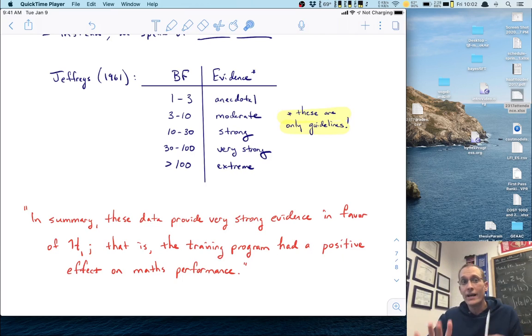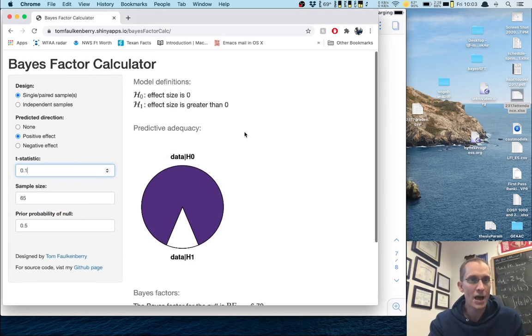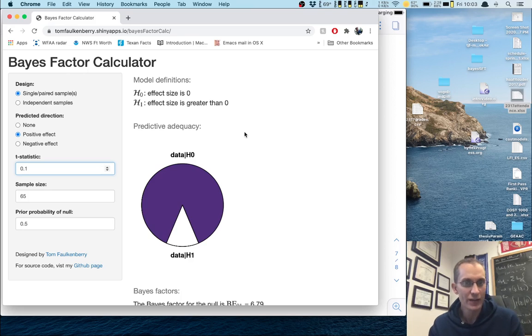So that is a quick introduction to using Bayesian inference to answer questions that we would traditionally use p-values to do hypothesis testing with. One of the big things I hope you get from this is what a Bayes factor is. So go back and look at those definitions of the Bayes factor as predictive adequacy and as an updating factor. And also importantly, we've got a nice little web app for you to use to calculate Bayes factors from your t-statistics. And it works for a variety of designs.